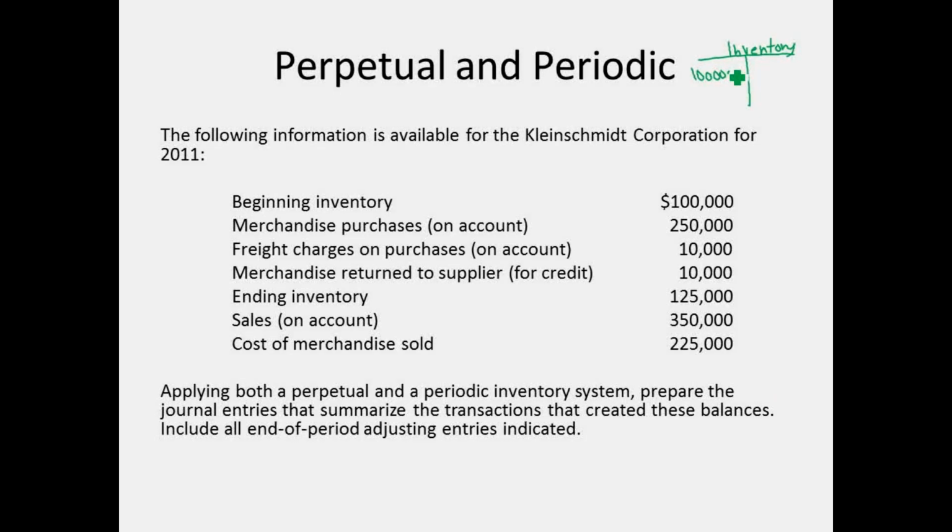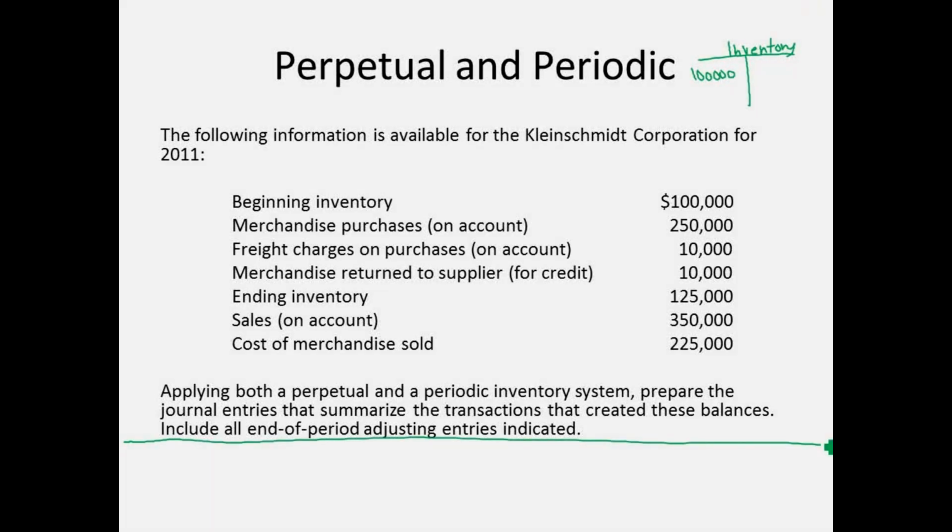Now, this is a number you wouldn't necessarily know if the company was using a periodic system. It's because the company is using a perpetual system versus a periodic system that we are given this number. So let's start with the easy case, which is a perpetual system. What do the journal entries look like to get me from the beginning of the year to the end of the year? What's happening throughout the year, and how do I record that?